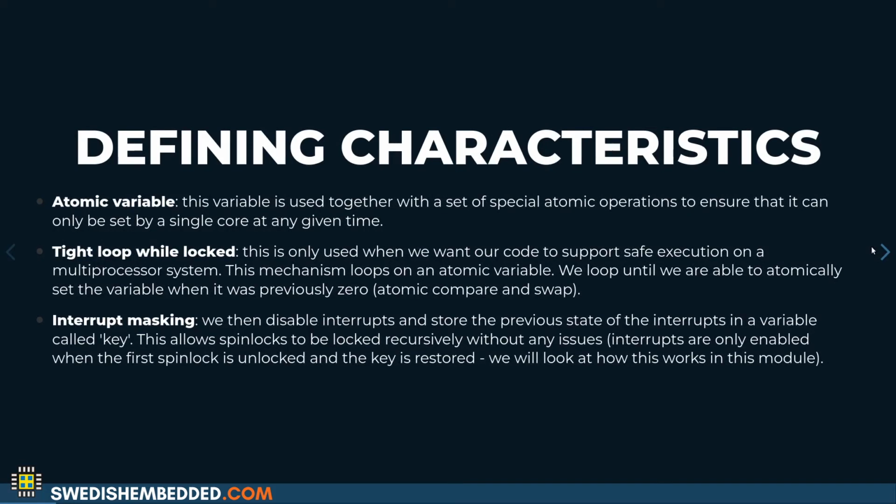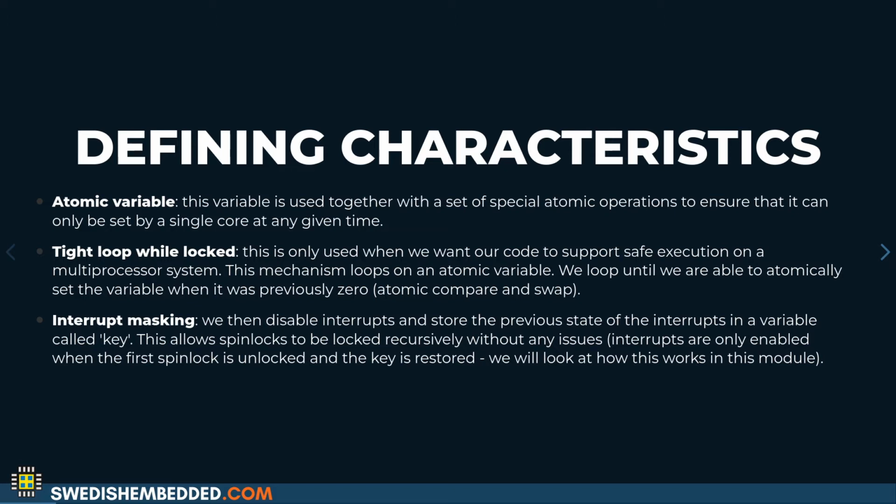The defining characteristics of the Spinlock is that it consists of an atomic variable. We use the atomic variable to synchronize data access between multiple CPUs. It has a tight loop when it is locked on multiprocessor systems. So by doing that, it can wait until another CPU releases this variable. And it also does interrupt masking.